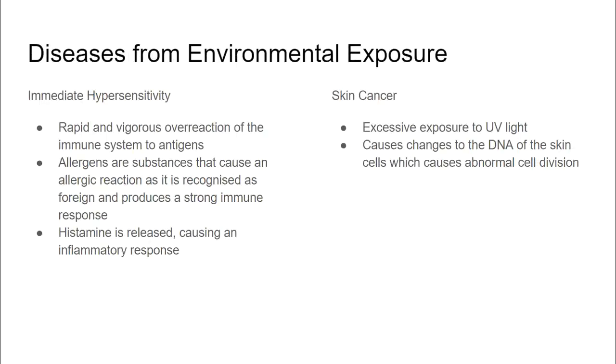Some diseases and their causes: we've got immediate hypersensitivity and skin cancer. Sometimes our immune system can get a rapid and vigorous overreaction to antigens, and we call that immediate hypersensitivity. So allergens are substances that cause an allergic reaction and are recognized as foreign, and they produce a strong immune response. Histamine in this situation is released, causing an inflammatory response. So this may be a disease caused by the environment.